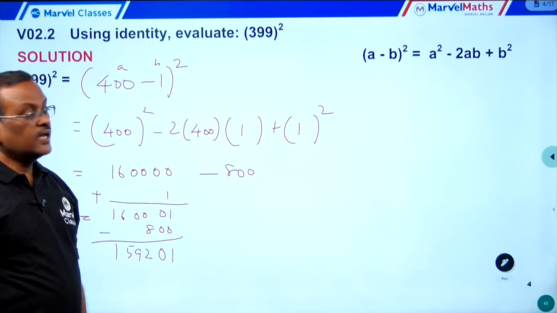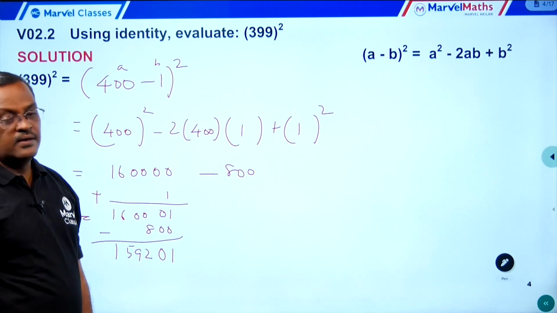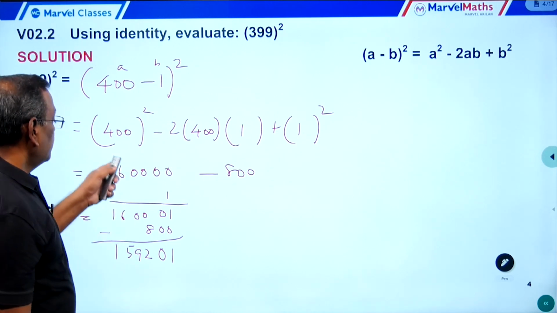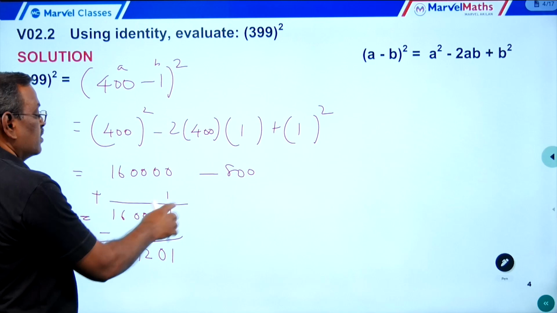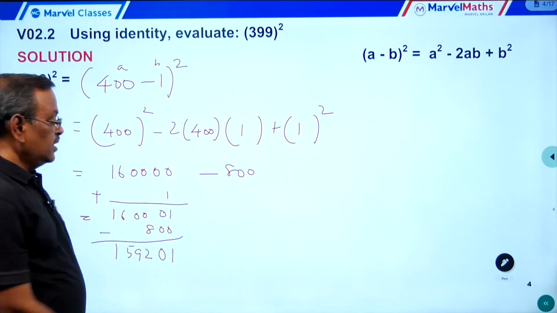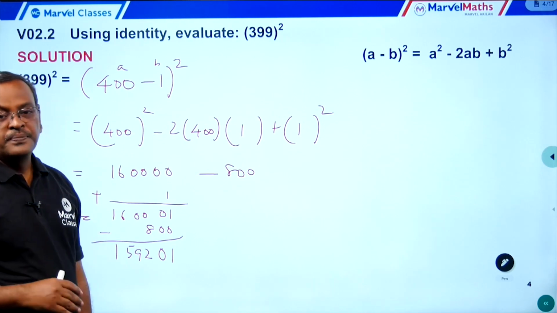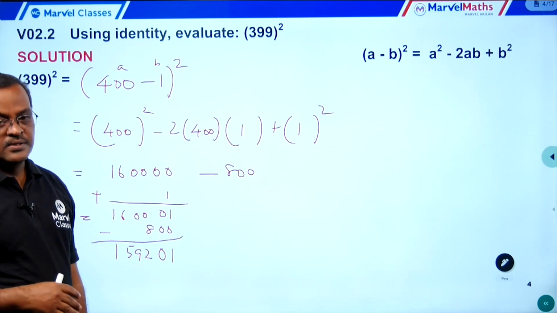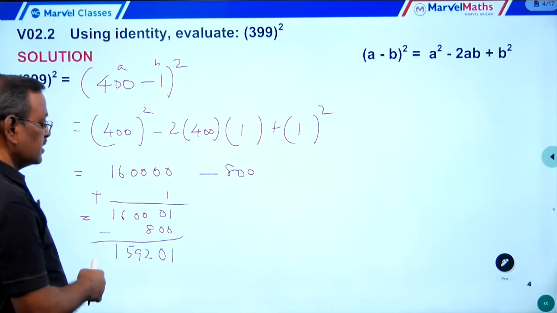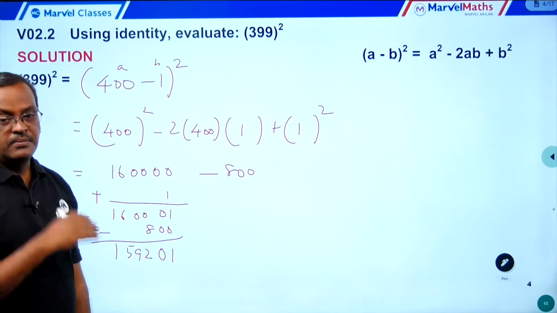and apply the identity (a minus b) whole square equal to a square minus 2ab plus b square. Clear? And then write the positive numbers in one column and negative in the other column and substitute. So with this type of problem you can avoid unnecessary calculations. Always use this simple technique to get the correct answer with minimum time.